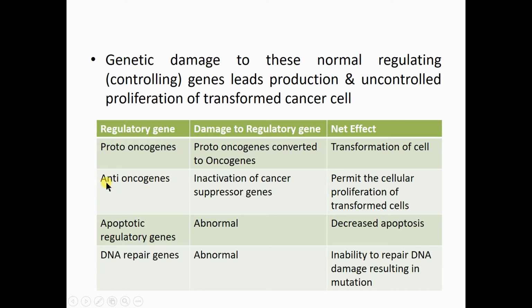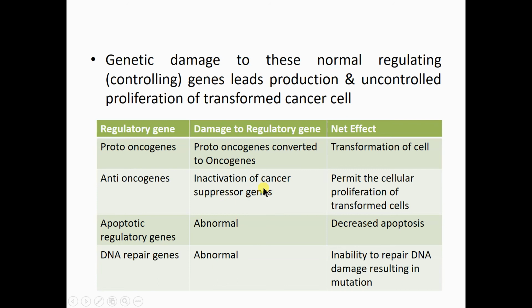Then if anti-oncogenes become damaged, there is inactivation of the cancer suppressor genes or growth suppressor genes. These genes prevent the proliferation of the cell and tissue, so they prevent cancer formation.